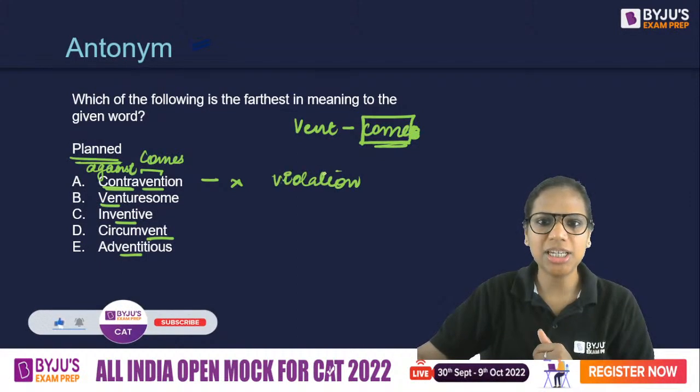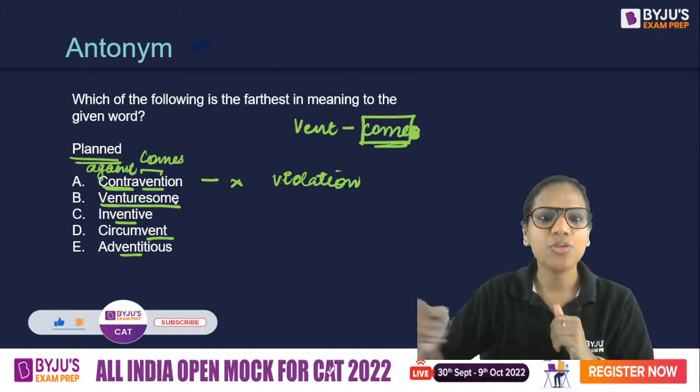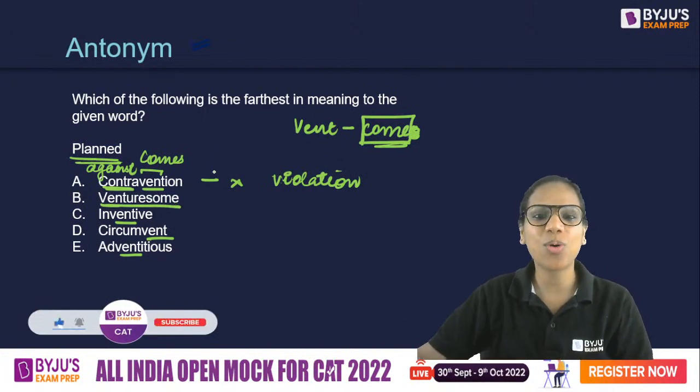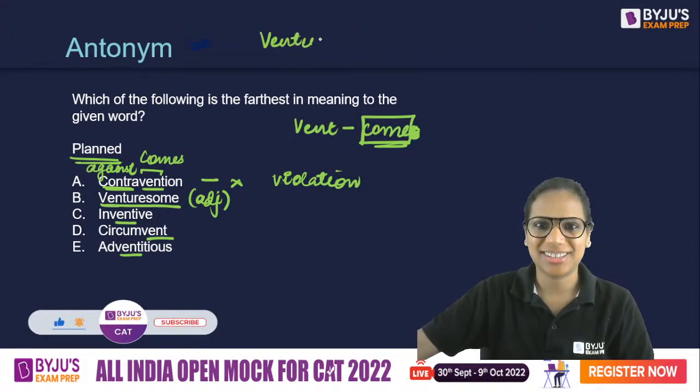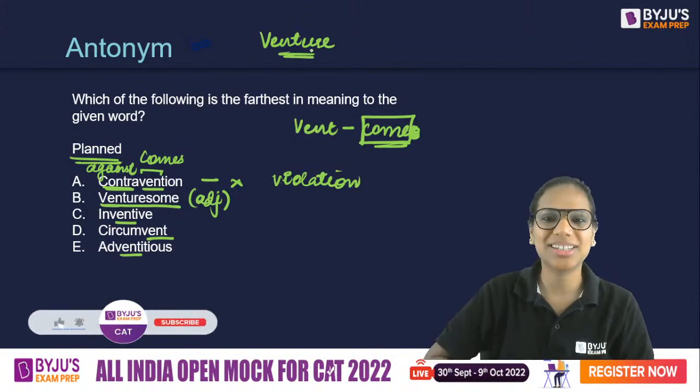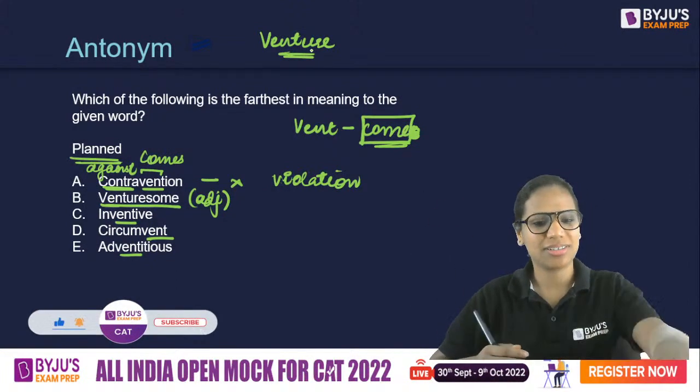So let me write the simple meaning here. Venturesome. Yes, if I call someone venturesome, the word comes from venture, right? We've added some to it later on. What's a venture?